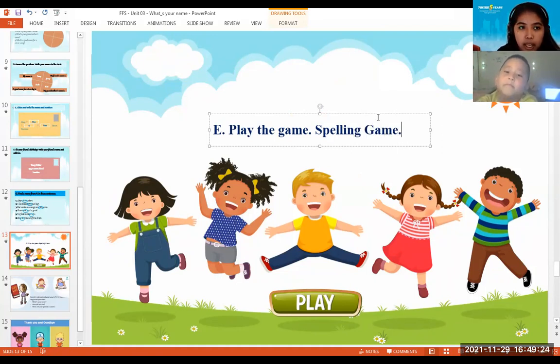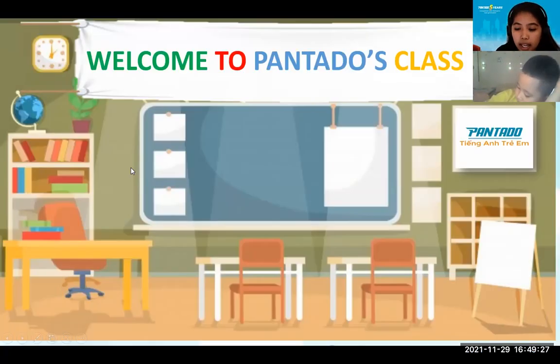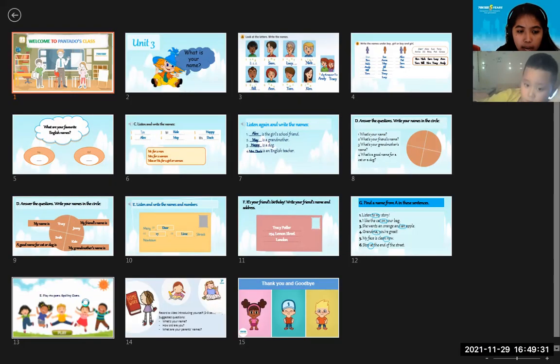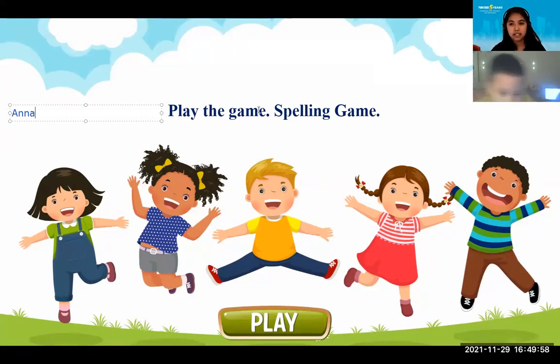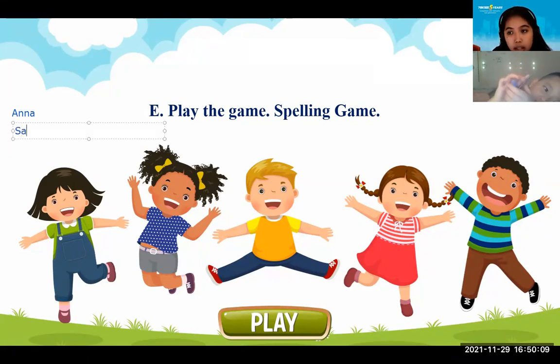Spelling Game. Okay, can you please spell the name? Wait for a while. In our spelling game, I'm going to tell you one name and you spell it. For example, Teacher AM will say, spell the name Anna. So you write A-N-N-A, Anna. Okay, how about you spell the name Sam? Can you please spell the name Sam? S. S-A-M. Very good.